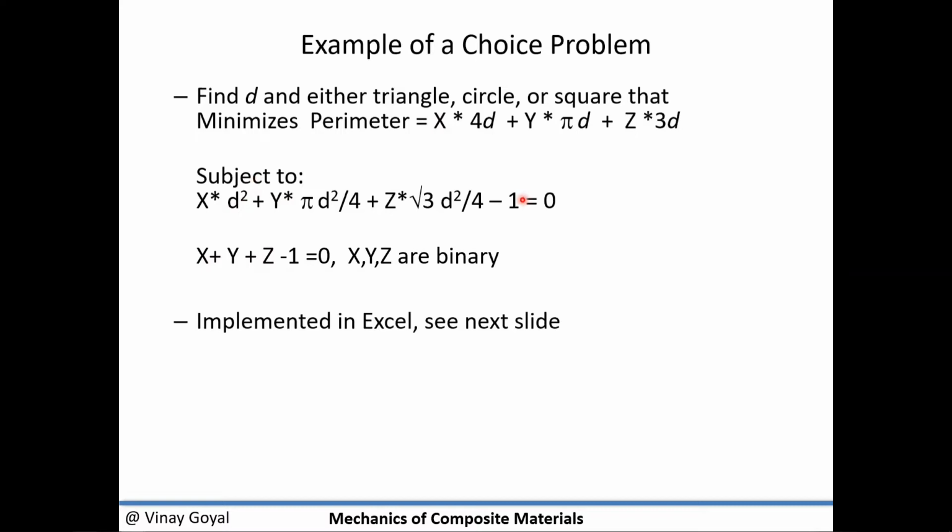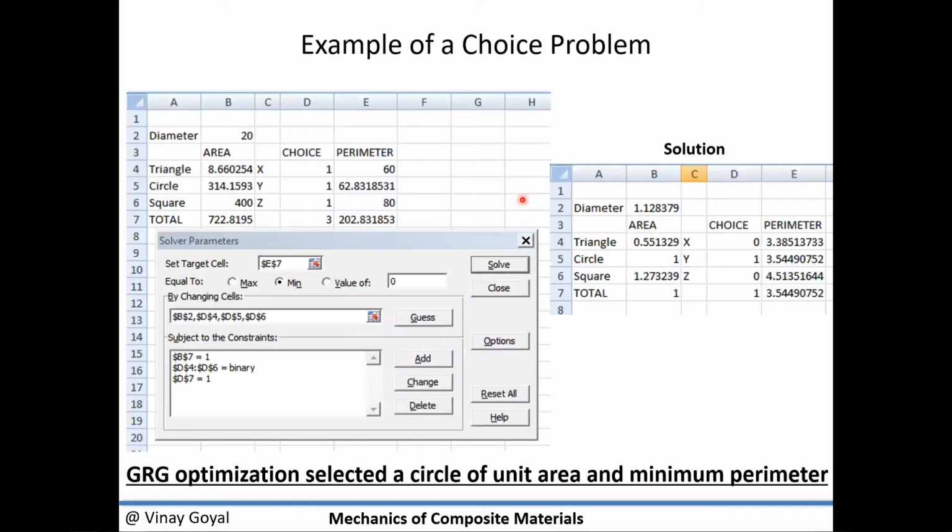So we could implement this in Excel very simply. I'll start with a diameter of 20. That gives me an area of the triangle of this much, the circle of this much, and the area of a square of this much. 20 squared is basically 400, and the circle is pi d squared divided by 4. Then for the choice, I have x, y, and z, and the choice is 1, 1, and 1.